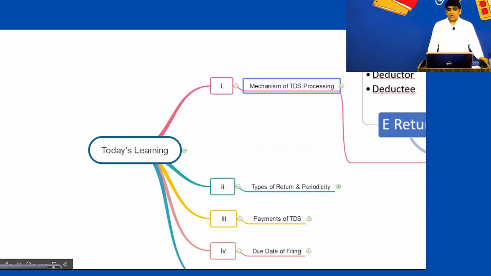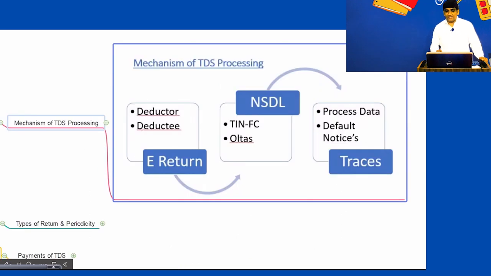First of all, we will see what the mechanism of TDS processing is. There are always two parties: one is a deductor and another is a deductee. One party deducts TDS and the other party receives the income. After deducting the TDS from the deductee, the deductor makes the payment to the Government of India, that is, to the Income Tax Department. After making payment, it is required to file the TDS return.